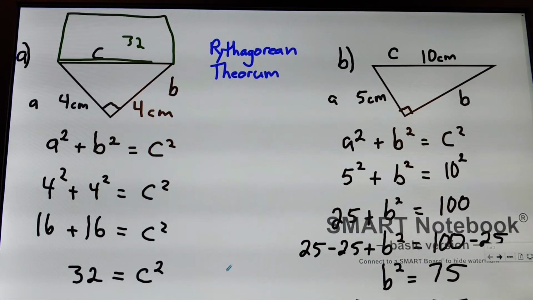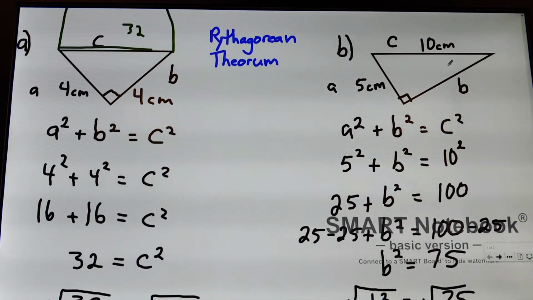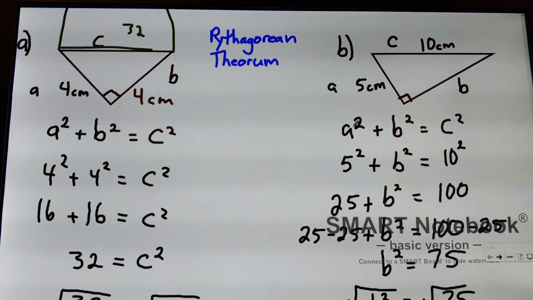Okay. Now let's take a look at question B. They gave us 5 centimeters. They gave us 10 centimeters. In this case, they gave us side C. Again, legs, because they're touching the 90-degree angle. This is the long edge diagonally opposite the 90-degree angle. We know that's C. These two can be A and B, or B and A. It doesn't matter. Write down the formula. A squared plus B squared equals C squared.